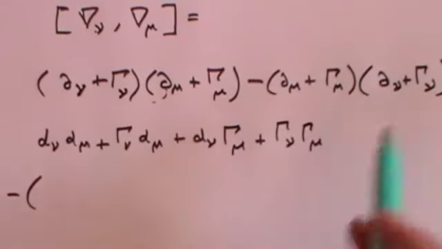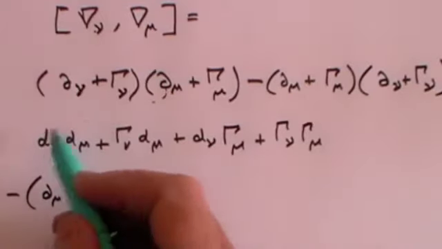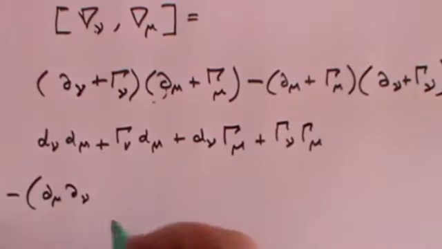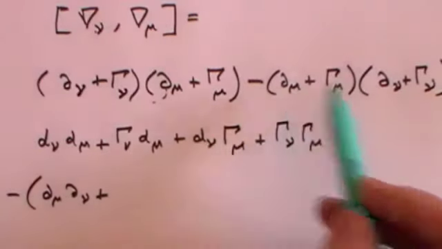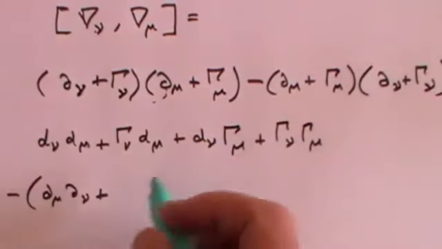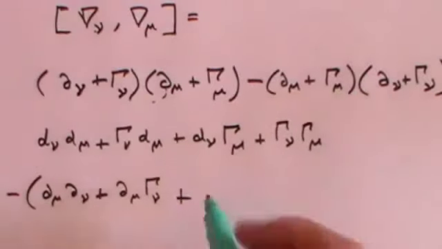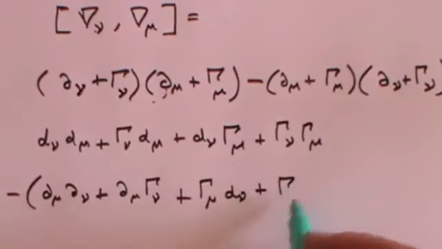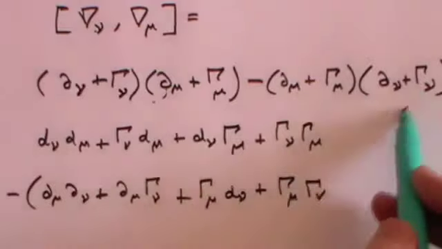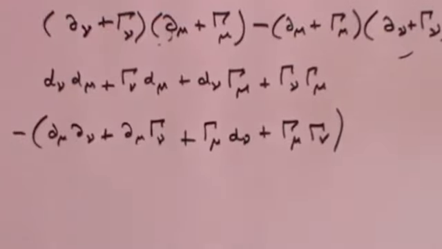We've got a d mu times d nu. Those should be curly d's, by the way. All of these should be curly d's. Plus, we've got a d mu gamma nu term. Then we've got a gamma mu d nu term. And finally, we've got a gamma mu gamma nu term. Right, let's do the subtractions.